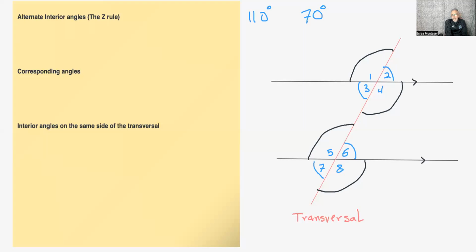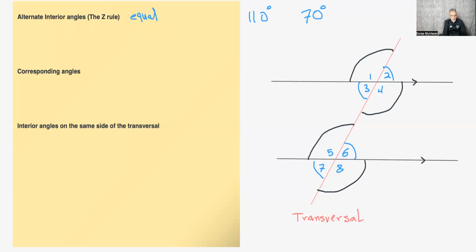Now, alternate interior angles, we go to some definitions here. Alternate interior angles, we call this the Z rule, are equal. So the alternate interior angles are equal. Sorry, let me say that one more time. Interior means on the inside of the parallel lines. Inside means this area right here, this area right there. This is inside of the parallel lines.